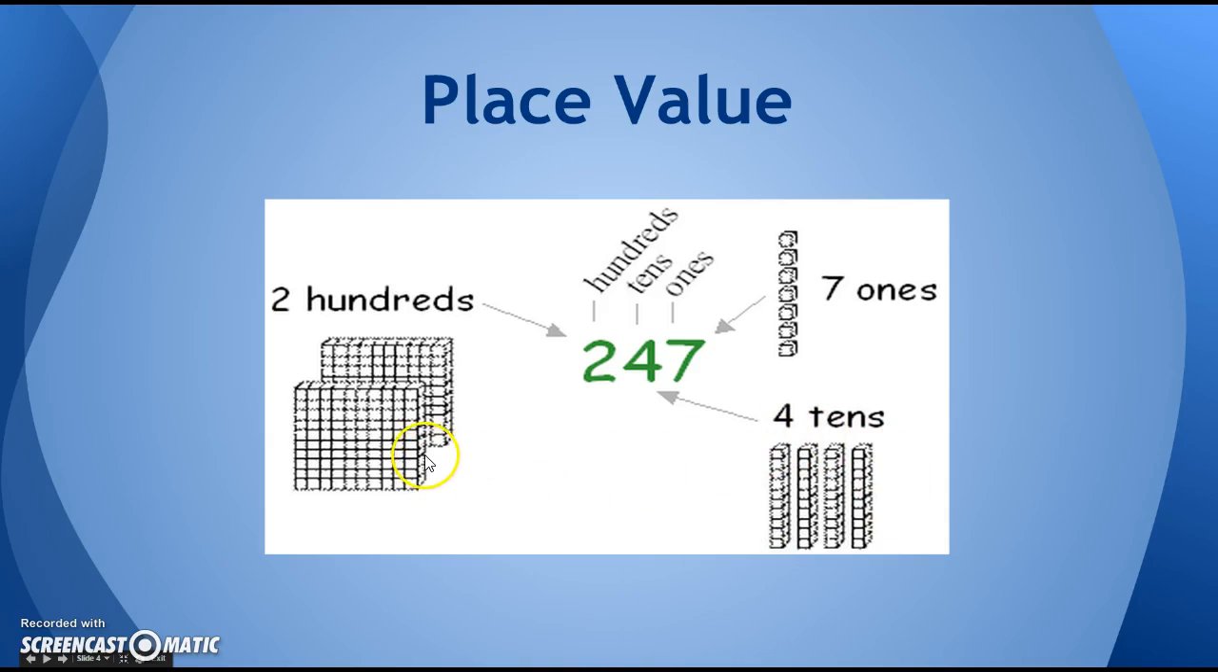We also, with place value, can model it with blocks. Each of these here are 2 hundreds blocks, which represent the 200s. We have 4 tens blocks, so 10, 20, 30, and 40. So 4 tens. And then finally, we have 7 ones. So we represent place value by a hundreds column, tens column, and the ones column.